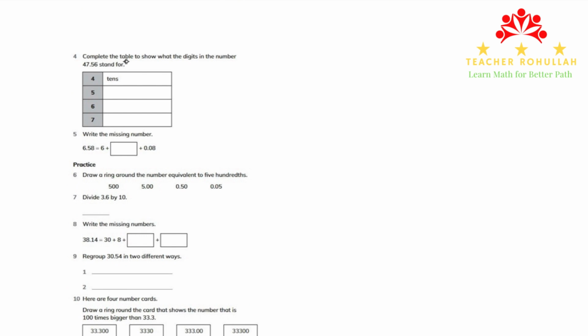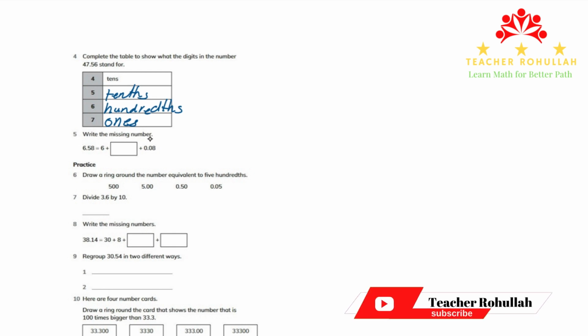In question 4, it says, complete the table to show what the digits in the number 47.56 stand for. The first one is done for us. So 4 stands for tens, because to the left of the decimal point, the first one is ones, the second one is tens. So what does 5 stand for? 5 stands for tenths. And 6 stands for hundredths, because it is in the decimal place, so it is hundredths. 7 stands for ones.